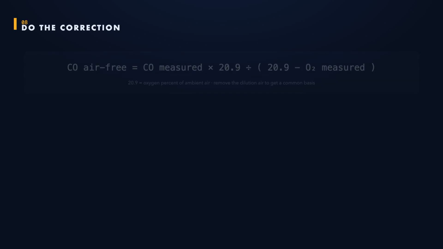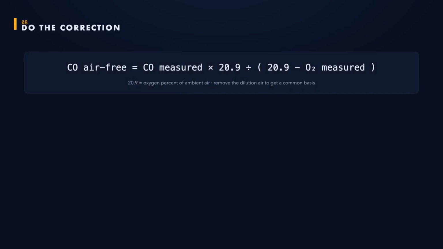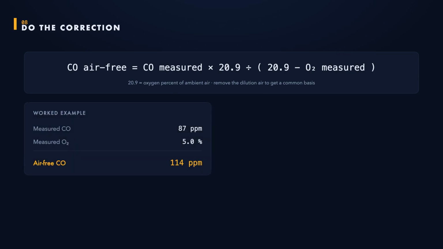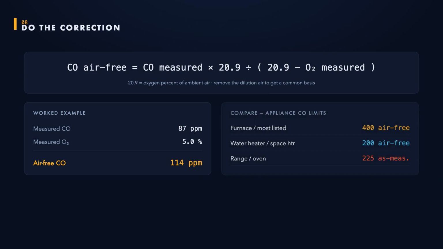Read carbon monoxide and oxygen as measured, then correct. Multiply the measured carbon monoxide by 20.9, divided by 20.9 minus the measured oxygen. That gives air-free carbon monoxide, the number you compare to the limits.